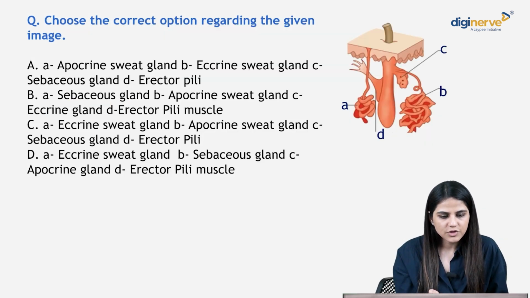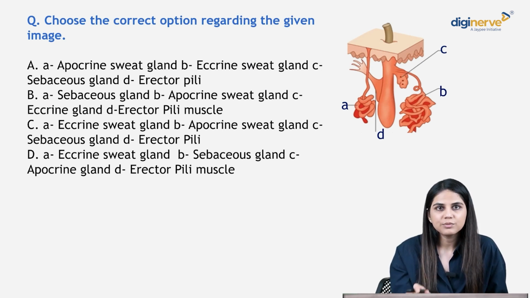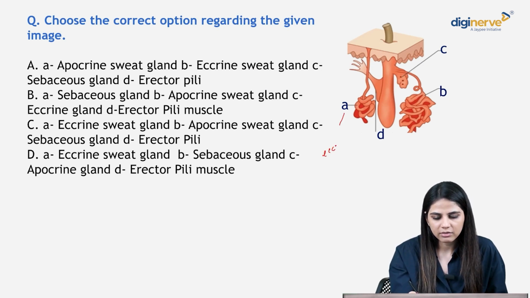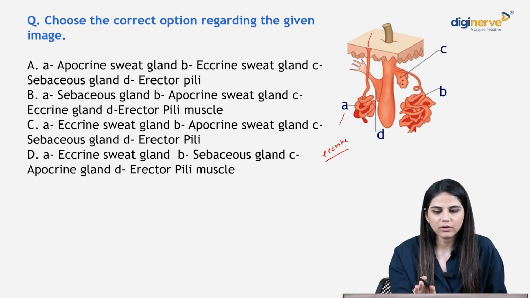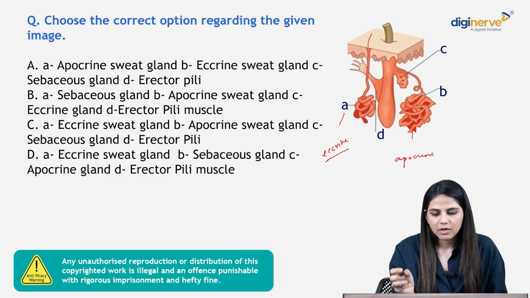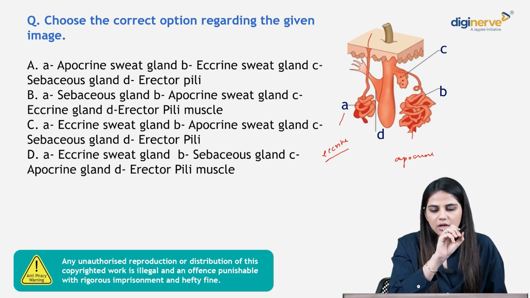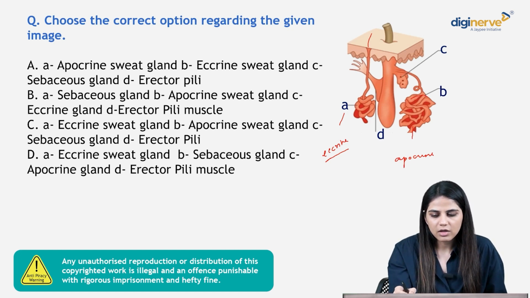Next one, choose the correct option regarding the given image. Very simple anatomical question. A is eccrine gland. Why? Because it is not related to the hair follicle, it directly opens onto the skin. Alright. B is apocrine gland, which has a longer duct and a coiled secretory portion.